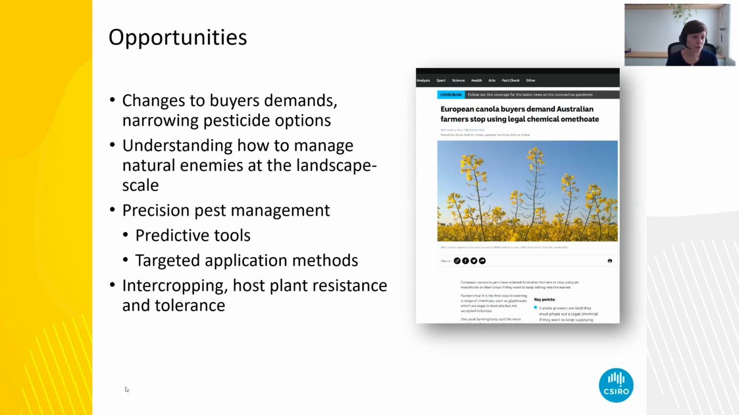And we've done a lot of work over many years trying to understand how to manage natural enemies at the landscape scale. Thinking about more precise pest management, how we can do predictive tools that are more precise in their application of risk, and also link those through to targeted application methods. And finally, thinking about some of the more complex areas of work like intercropping and host plant resistance and tolerance, which aren't currently used in Australian production systems, but could be used more in the future.